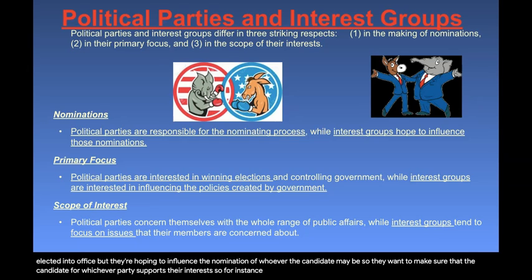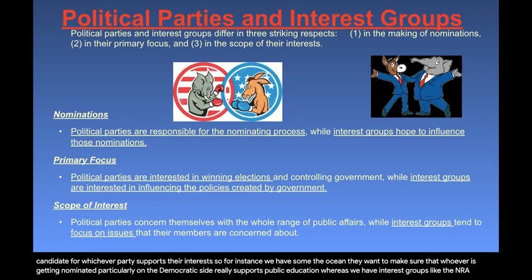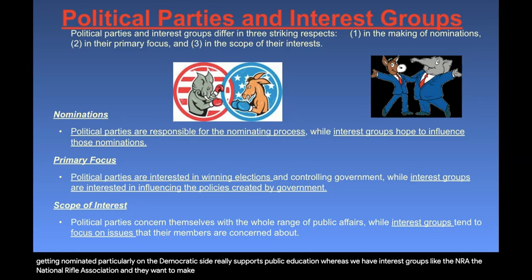So, for instance, we have some interest groups like the California Teachers Association. They want to make sure that whoever is getting nominated, particularly on the Democratic side, really supports public education. Whereas we have interest groups like the NRA, the National Rifle Association, they want to make sure whoever the Republican nominee is, whoever that candidate is, really supports Second Amendment rights.